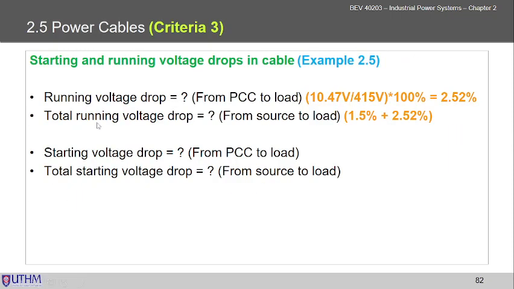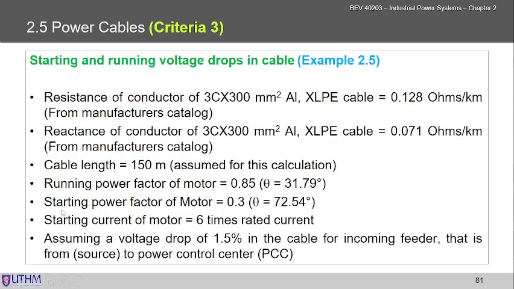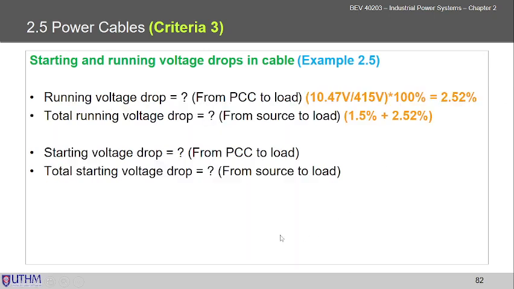As an assignment or as a practice, you can obtain the starting voltage drop yourself. Just change the starting power factor to 0.3. That means theta is now 72.53, and then the current is 6 times what we obtained just now, the current multiplied by 6. The rest should be the same. Then you can simply obtain the starting voltage drop.